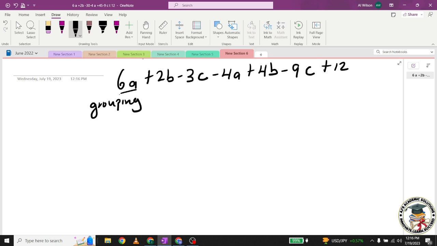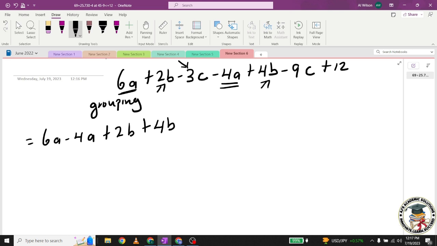So notice here is a 6a and here is a negative 4a, or one would want to say minus 4a. So we have 6a minus 4a. All right, and then we have 2b and 4b. So we have plus 2b plus 4b. All right, so let's do down arrows now. We have minus 3c and minus 9c. So minus 3c minus 9c. And all we're left with at the end here is 12. So we have plus 12.